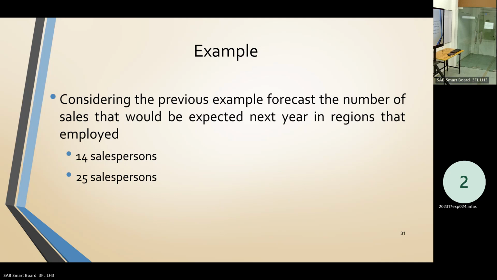So, an example for that. Considering the previous example, forecast the number of sales that would be expected next year in regions that employ 14 salespeople, and 25 salespeople. Two parts are there: 14 salespersons, and 25.